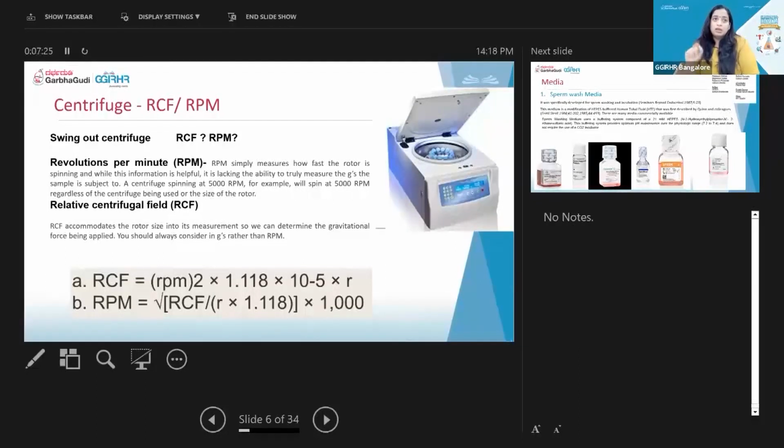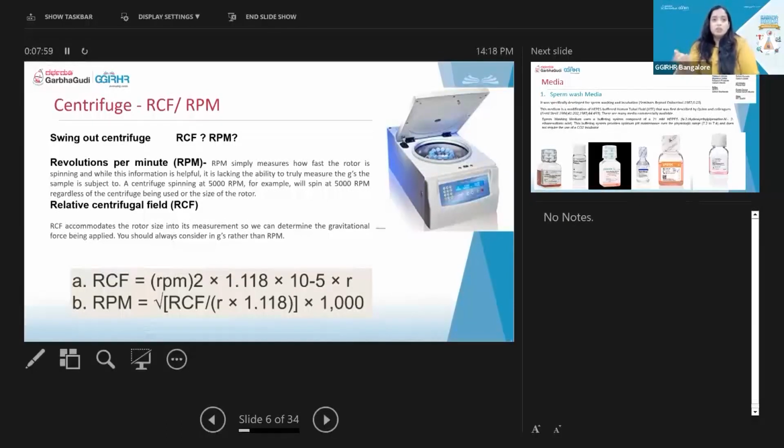Now, talking about the relative centrifugal field, it actually measures the gravitational force, and it also considers the rotor size. It is mentioned in the unit G. It is variable and depends upon the size of the rotor and also the gravity, so it varies from one instrument to the other. So always you should consider the term RCF when you are considering a centrifugation process.